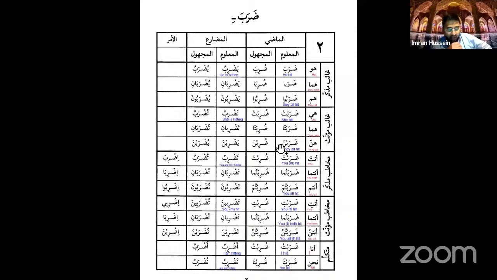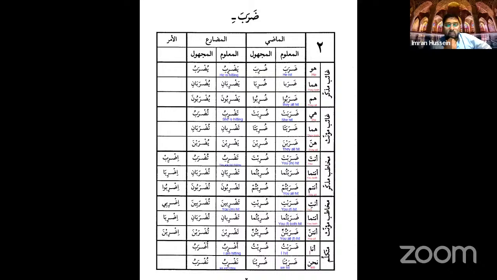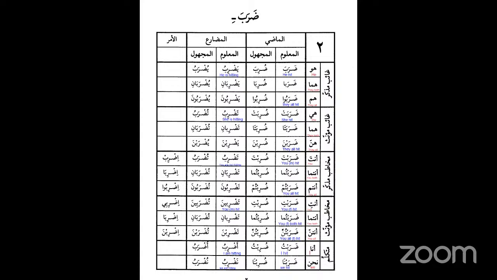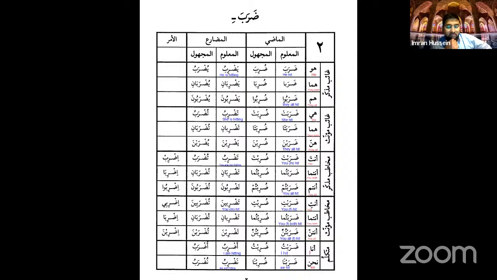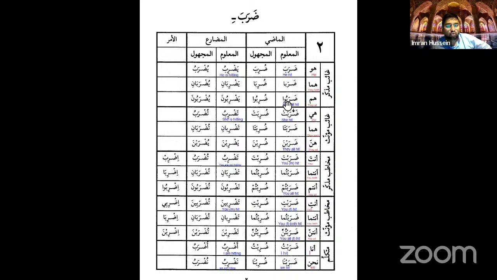How do you say you all boys hit? You all, plural, please. Darabtum. Excellent. You all females hit, plural? Darabtunna. You one female hit? Darabti. You one boy hit? Darabta. Excellent. Finally, they all, plural, boys hit? Darabu.